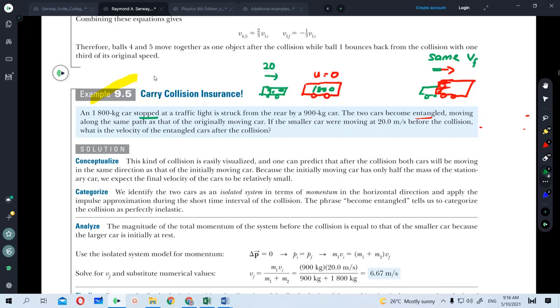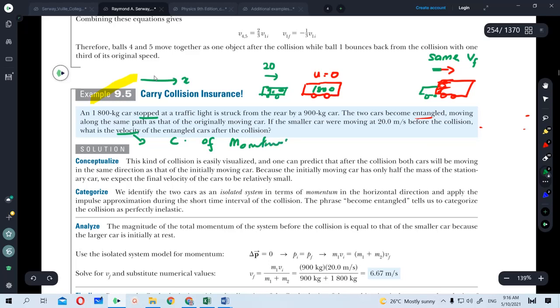So moving along the same path as that of the original moving car, we still find that this example is one dimensional, in this case probably in the x direction. If the smaller car is initially moving at 20 meters per second before the collision, right after they make contact and collide with one another, what will be their final velocity? This is the case whereby asking for final velocity requires us to go back to conservation of momentum.